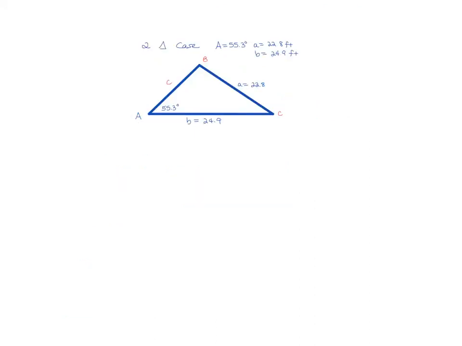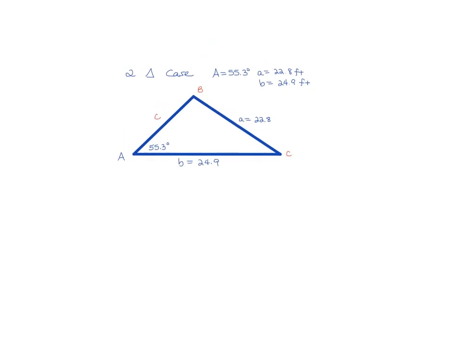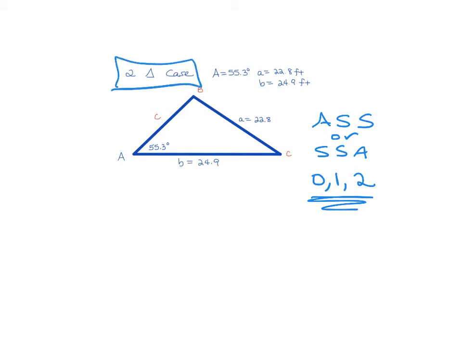Now let's do the two triangles. Again, still the ambiguous case. So again, I'm given an angle, a side, and a side. If you wanted to go the other way, side, side, angle. So again, this will produce either no triangles, 1, or 2, and we don't know which one it's going to be until we actually do the problem. So this is going to be our two triangle case. Again, you will not be told ahead of time which case you're dealing with. You'll have to figure it out.